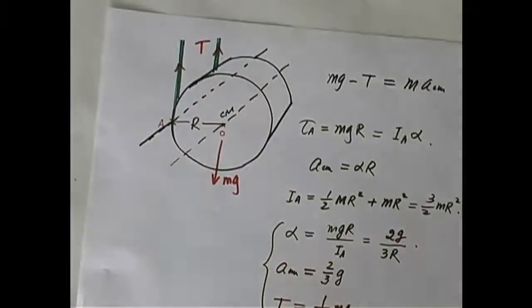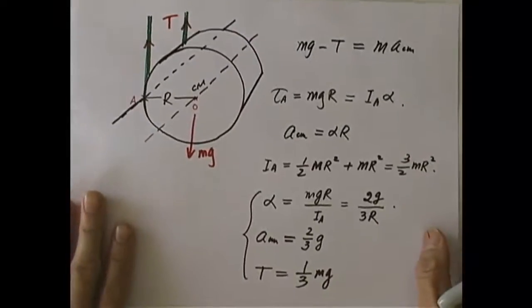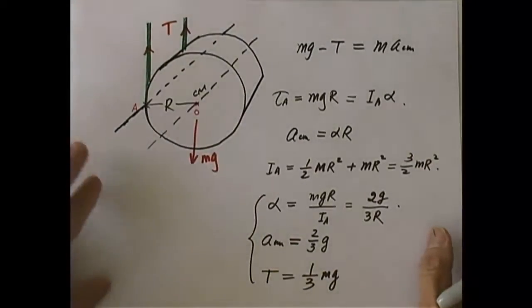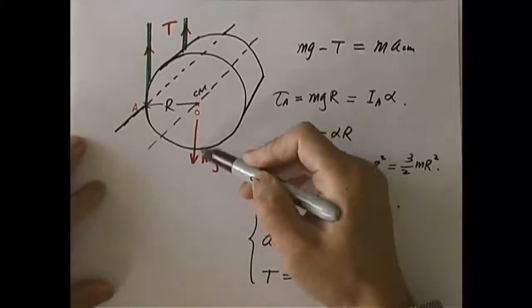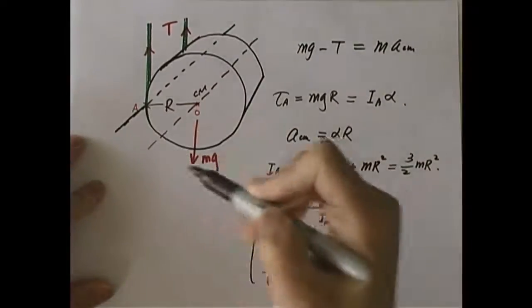Let's go back to this picture. What does it take for energy to be conserved? Well, of course, the condition is that all the forces doing work on this cylinder must be conservative forces. There are two forces here, mg and T. We know mg is a conservative force, no question about it. What about the tension T?